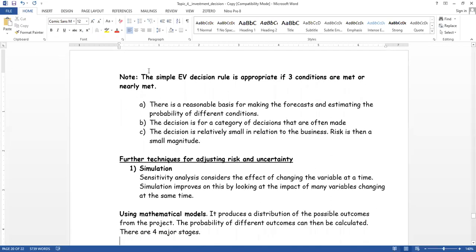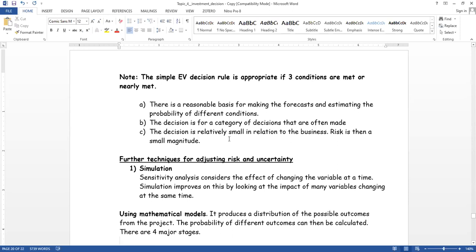I've put a note here. Note the EV decision rule is appropriate if three conditions are met or nearly met. One, there is a reasonable basis for making the forecast, and you can also estimate the probability of different conditions. And also the decision is for a category of decisions that are often made.